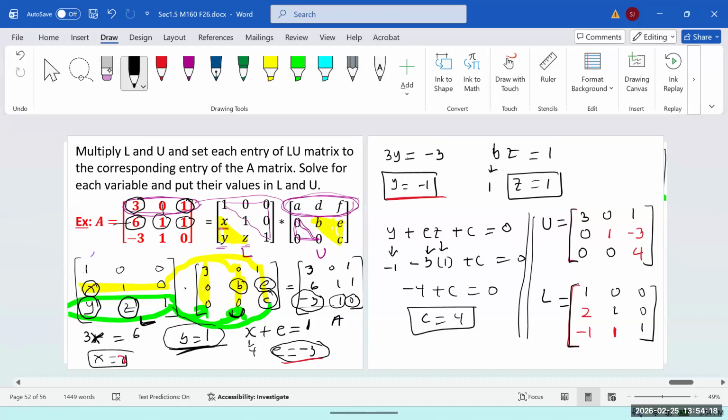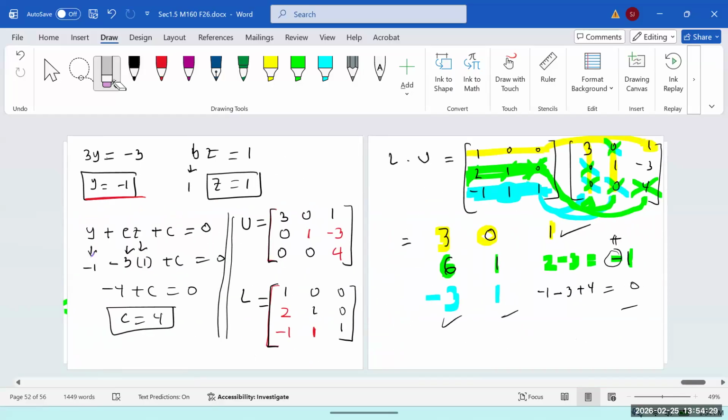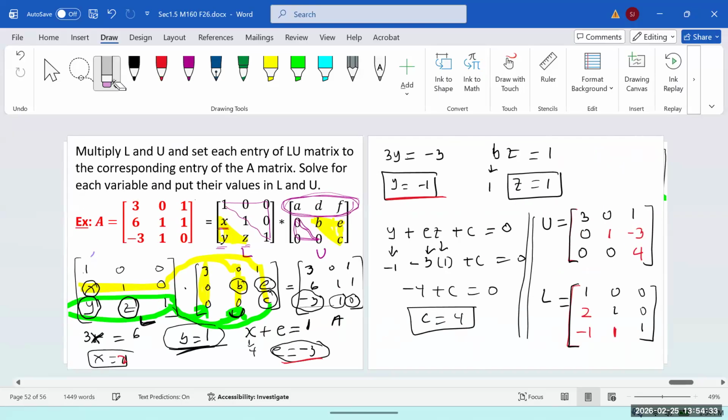I made a mistake somewhere. Erase this. But you got the idea, right? So you have to be careful. What mistake did I make? What number is it? E?